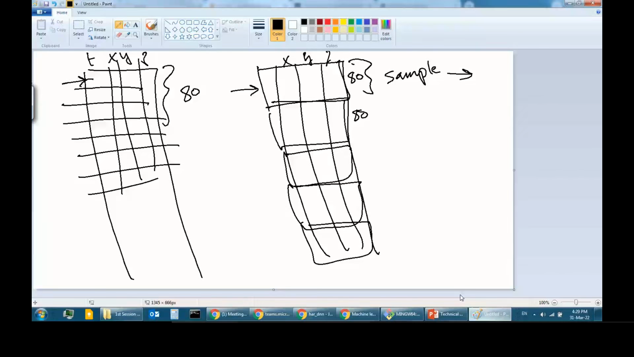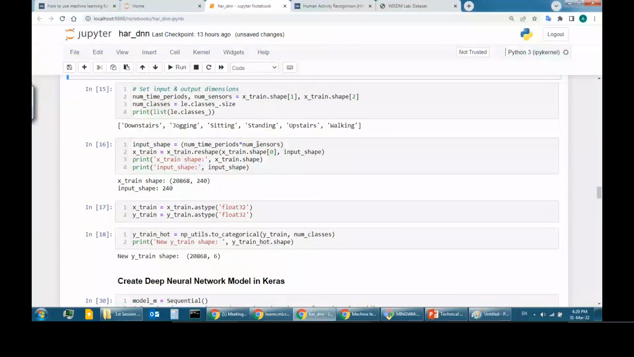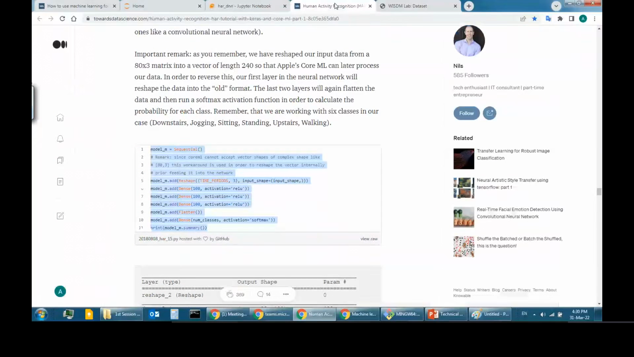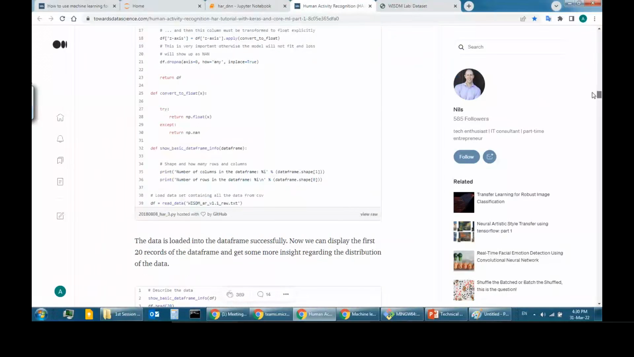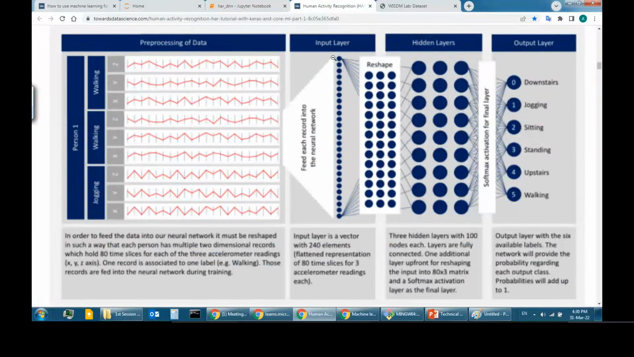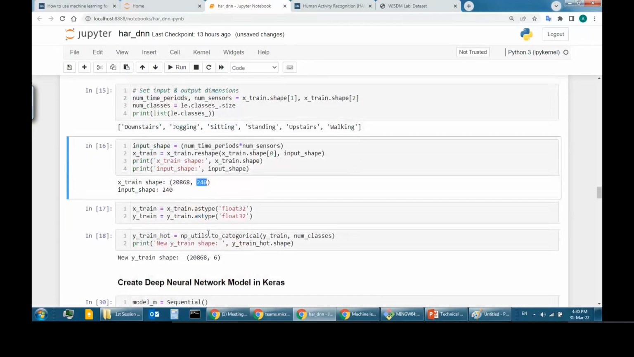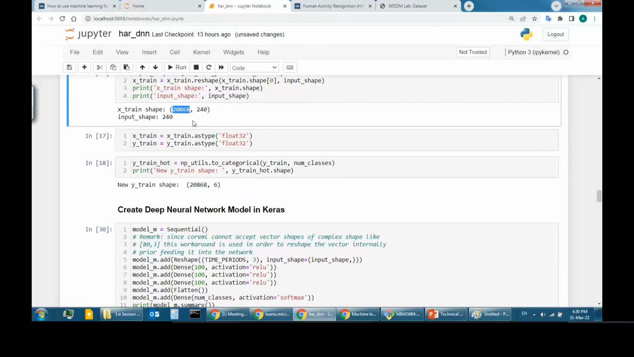Then here, because they have a multi-layer perceptron, something like this we have seen here, this multi-layer perceptron takes a one-dimensional array. So instead of having 80 by 3, they convert it into 240. So 80 multiplied by 3, they just flatten this one. They concatenate all these together in one line. So now they have 240 actually. So there will be many samples, 20,000, and each sample of 240 numbers will be fed into the neural network.